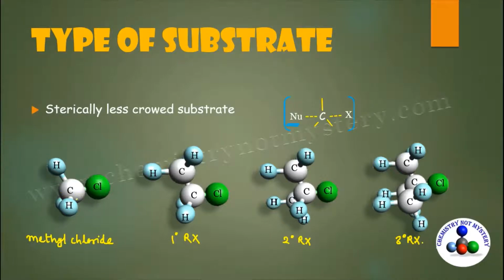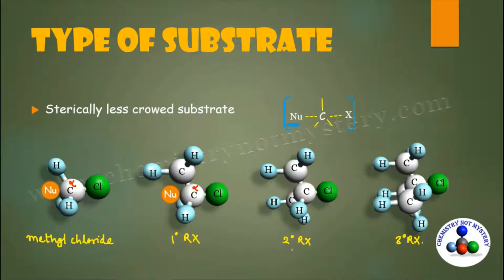First examine the methyl chloride. In methyl chloride, this is the alpha carbon to which the functional group chlorine is bonded. So this alpha carbon is bonded with 3 hydrogens. So there is enough space for the nucleophile to attack this molecule. Now come to the primary alkyl halide. In this primary alkyl halide, this carbon is the alpha carbon and it is bonded with 2 hydrogens and 1 carbon. There is also enough space for the nucleophile to attack this molecule.